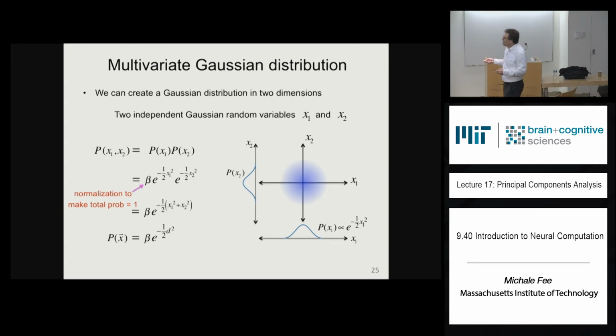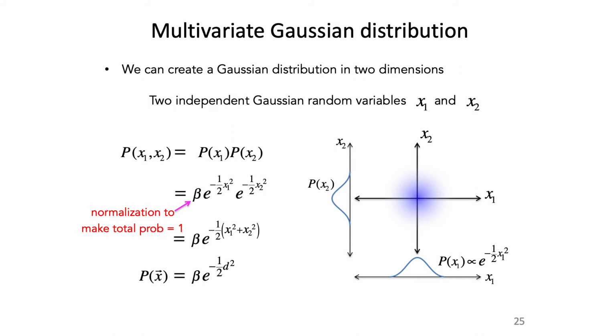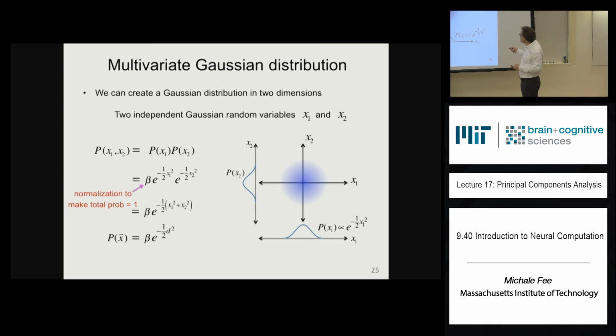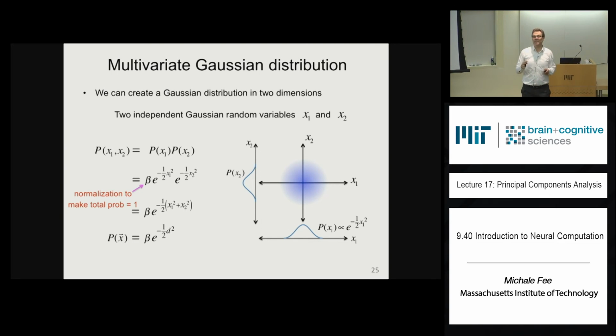And that's e to the minus 1/2 times some distance from the origin. Okay, so it falls off exponentially in a way that depends only on the distance from the origin, or from the mean of the distribution. In this case, we set the mean to be 0.